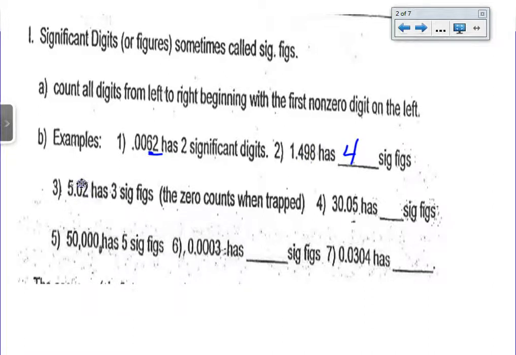5.02 is 3 sig figs because the zeros in the middle also count as significant figures if they're trapped between 2 non-zeros. So 30.05 has 4 sig figs. Now, I added a decimal point here to make it consistent with your science class. If you had 50,000 with a decimal point after it, that means you have 1, 2, 3, 4, 5 significant figures. So 0.0003 has just 1 significant figure because it is the first non-zero digit from the left. And then 0.0304, you start counting here and you count 1, 2, 3 sig figs.